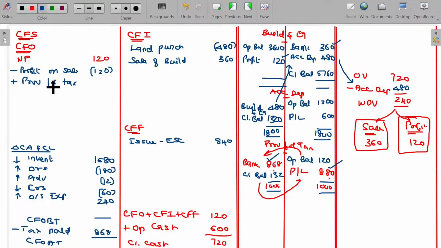Same logic will be applicable in case of dividend. Provision for proposed dividend is debited in the P&L account, but it is not an operating expense, so you have to add back. And don't forget to subtract this as a minus item in the cash from financing. Here the provision for taxation in this case is 880. Double entry over. Clear?